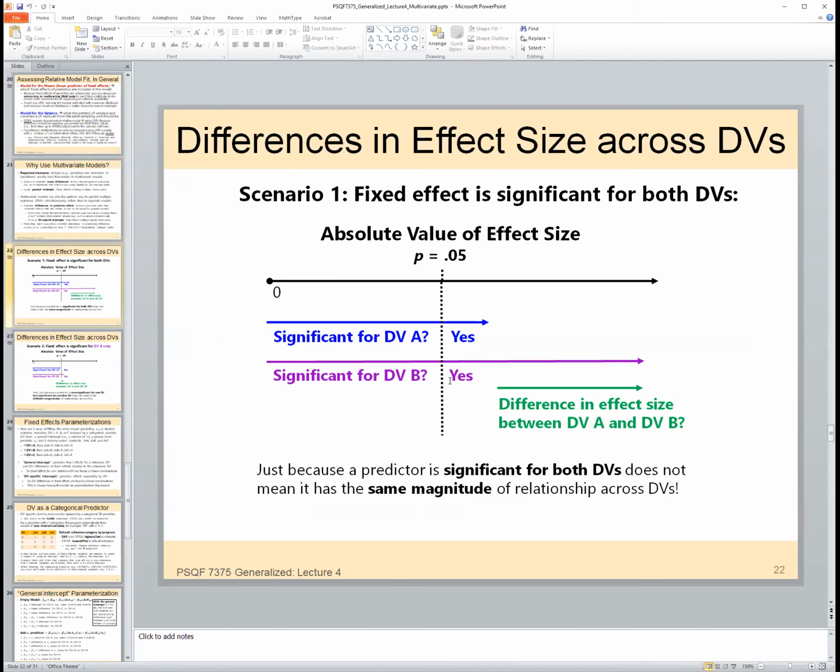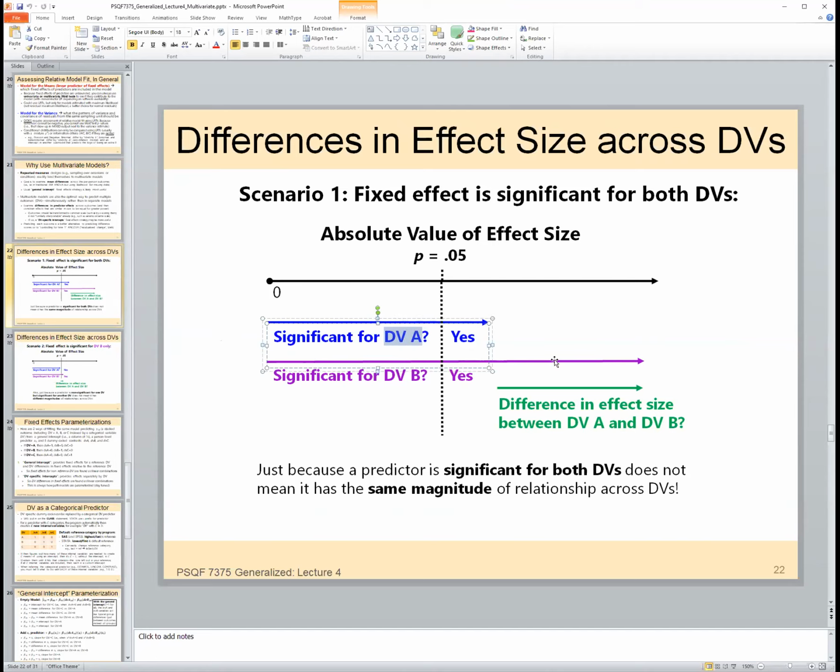Just to remind you that the line in the sand for significance of an effect is not a direct way to answer whether an effect is different between outcomes. So if I ran a model, for instance here, predicting DVA, and the effect size for the predictor crosses this arbitrary line in the sand where I declare significance, I would say, yes, my predictor significantly predicts DVA, hooray. DV meaning dependent variable.